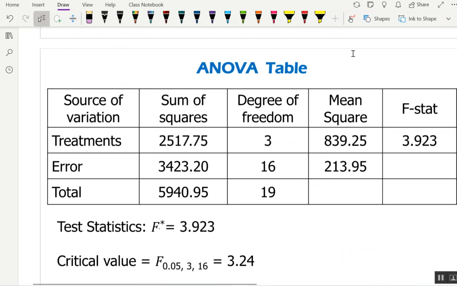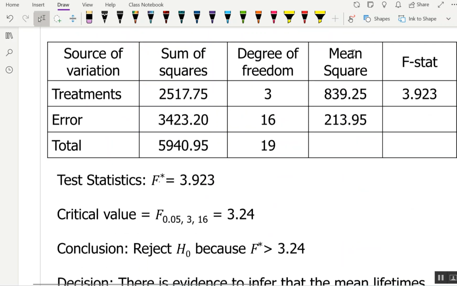We need to go into this ANOVA table. How? We have these treatments for SST and this SSE. Am I right? The ones that we got just now. And what is the degree of freedom here? This is k minus 1, right, 4 minus 1, and this is n minus k. How many n here? 20. How many k? 4. So you get 16. So numerator and denominator, still remember?